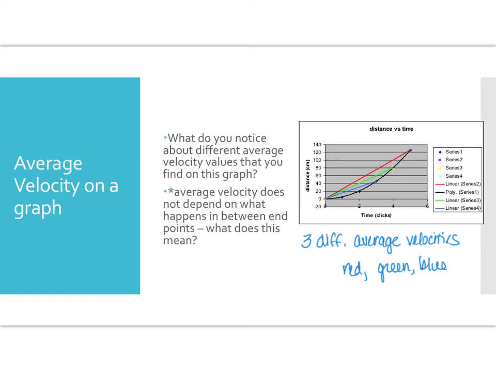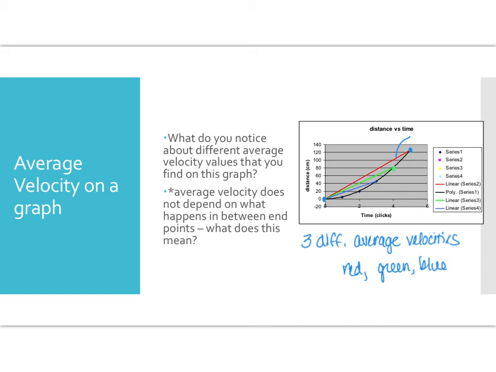And they're represented in a way by the red line, the green line, and the blue line, because what we've done is we've chosen different points to compare to calculate the average velocity. So for instance, this one uses the final point and the initial point to find the average velocity. But the green line actually used 2 different points.